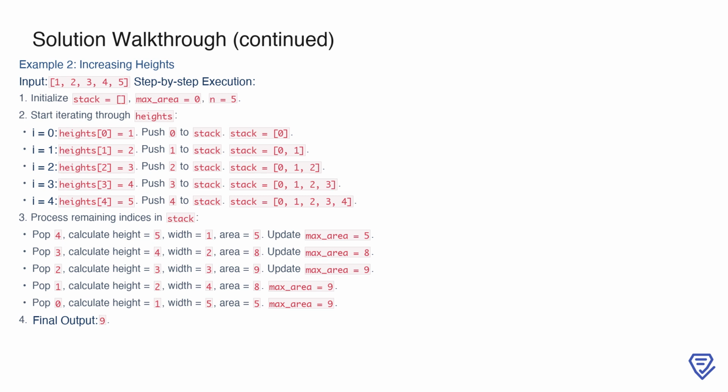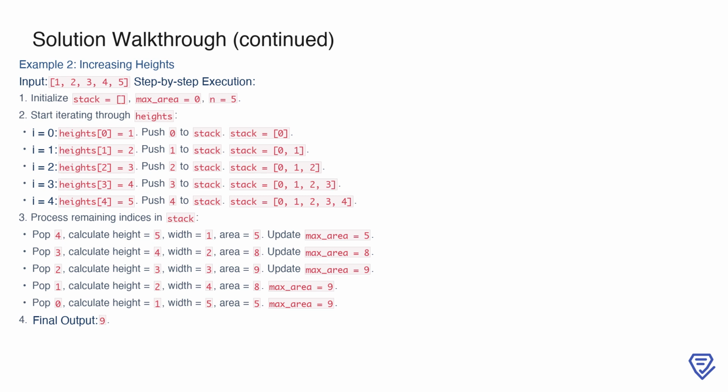Starting from index 4, we calculate areas using the heights and their respective widths. For height 5 the area is 5, for height 4 the area is 8, for height 3 the area is 9, for height 2 the area is 8, and for height 1 the area is 5. The maximum area encountered is 9, so the final output is 9.